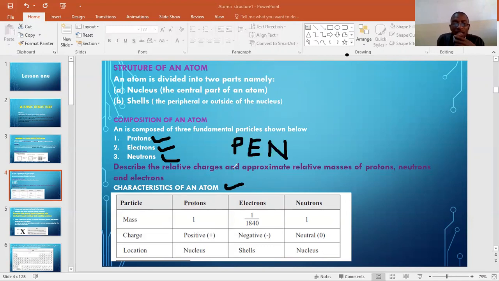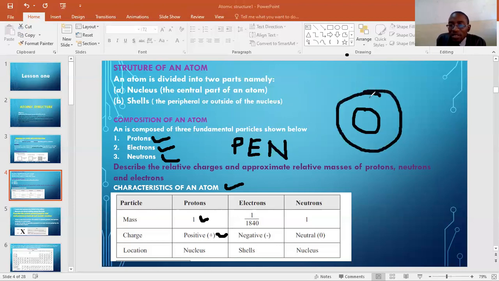A proton has a mass of 1. It is positively charged by nature, and it is found in the nucleus. So remember, the nucleus is the center, and then you have the shells around. So you find the P inside the nucleus. This is our nucleus. Okay, so that is where you find the P.